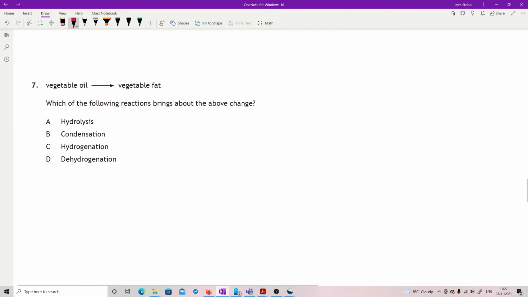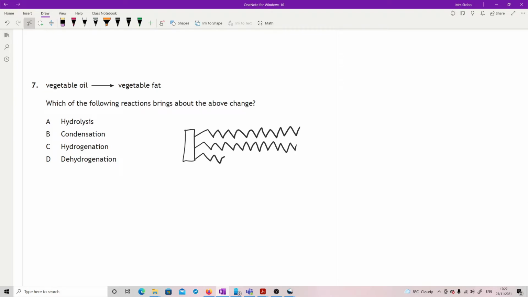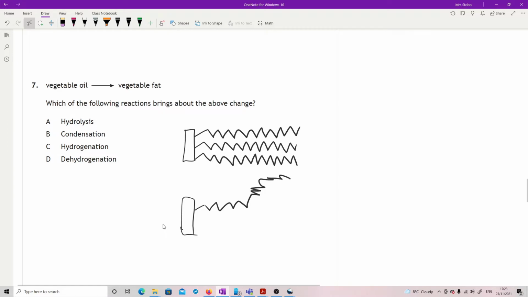Okay, question 7. Which of the following reactions brings about the above change? We're going from an oil to a fat. So you're expected to know that an oil, if this is your glycerol and these are your fatty acids coming out from them, in an oil, the fatty acids are saturated. Okay, they do not have many double bonds. However, if you have an oil, then we are expecting that we have occasional kinks in the chain, that's the dodgy chain, but okay. Kinks in the chain that are created by double bonds that force a particular orientation. So that would be like a double bond there, double bond there.